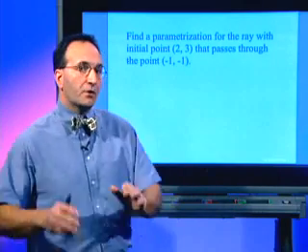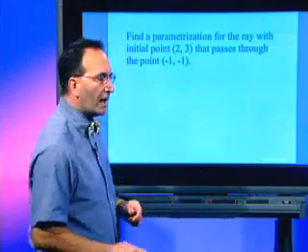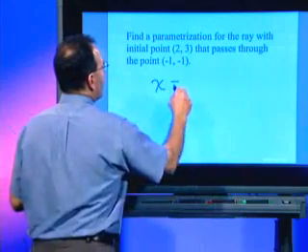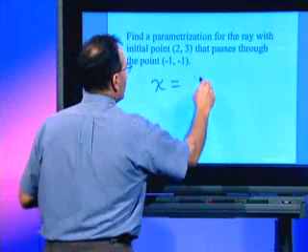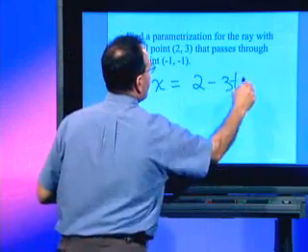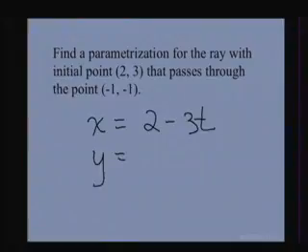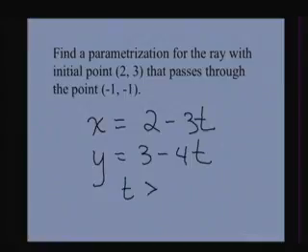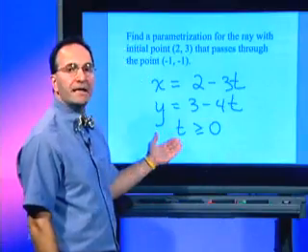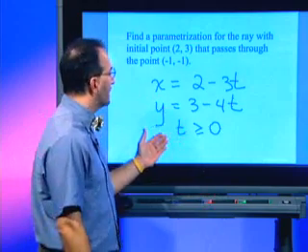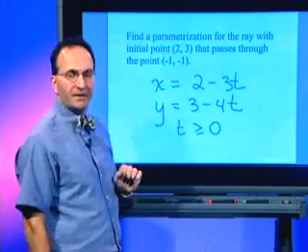There are many answers that could work for this, and I'm going to show you one possible answer. You could use x is equal to 2 minus 3t, and if you do that, then y is going to have to be equal to 3 minus 4t. And in this particular case, we would have t greater than or equal to 0. So that would be finding the parametrization from the Cartesian information.